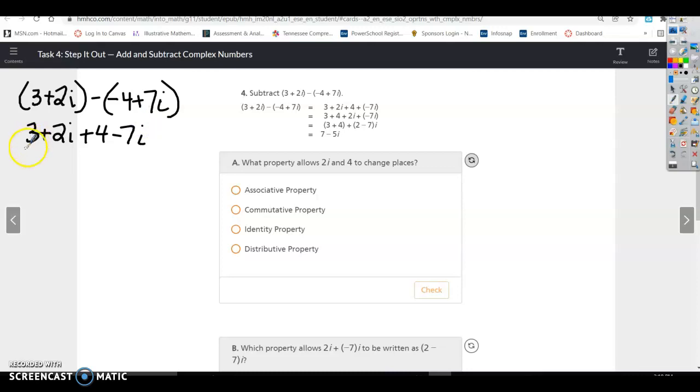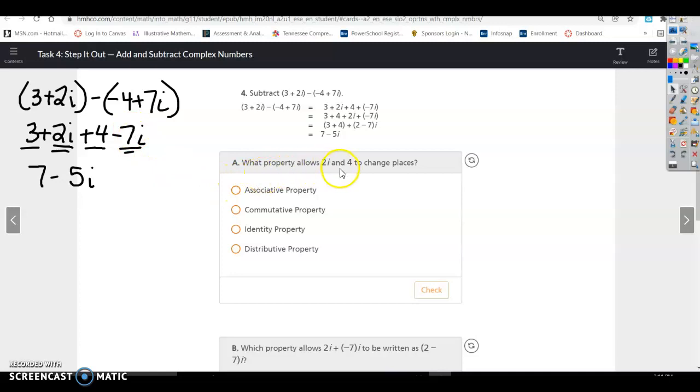Then I can look and I can say this is my a and c, so I'm really going to add these together. So I can add 3 and 4, which gives me 7. And then I have 2i minus 7i, which gives me negative 5i. Okay, so I got the same thing that they got. I did it just a little bit differently, but you can see the process that you go through to distribute the negative and then combine like terms. By using associative and commutative property, the order of these doesn't matter.